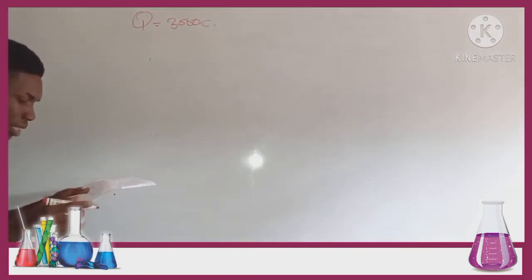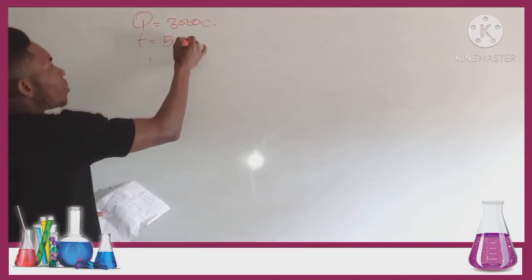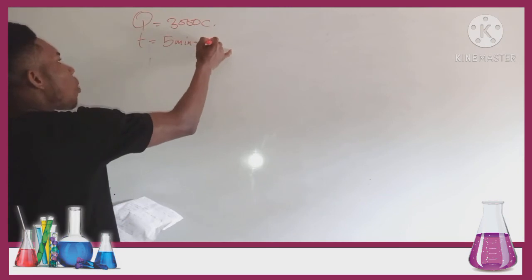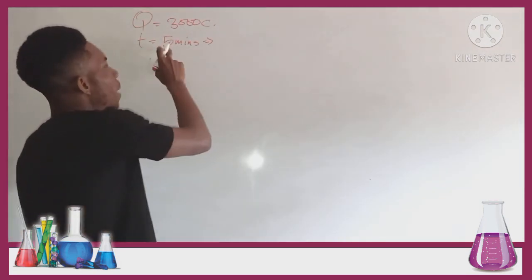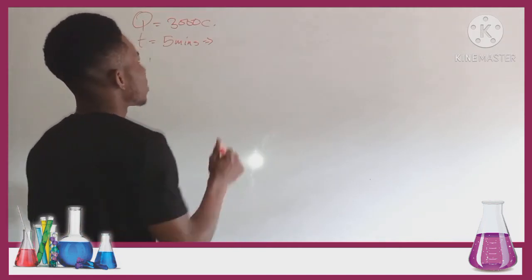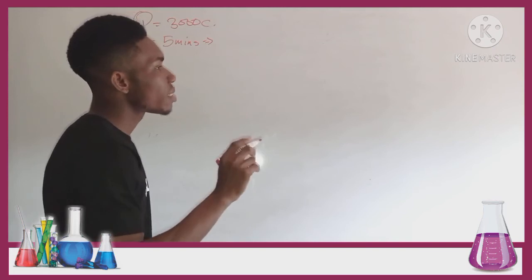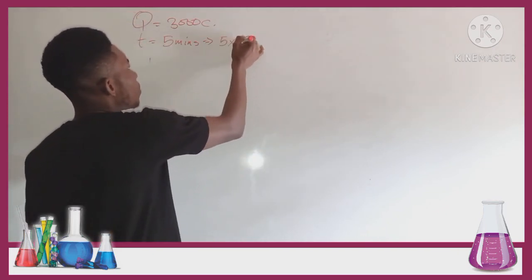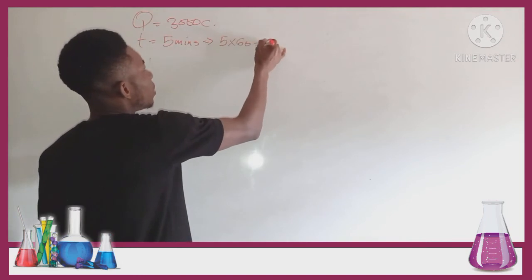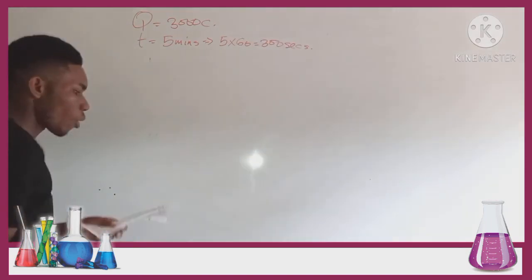What other thing are we given again? We are given the time as 5 minutes. Now, the first thing is to convert this time in 5 minutes to seconds. How many seconds make 1 minute? 60 seconds make 1 minute. So, you multiply this by 60. So, 5 times 60 will give us 300 seconds.